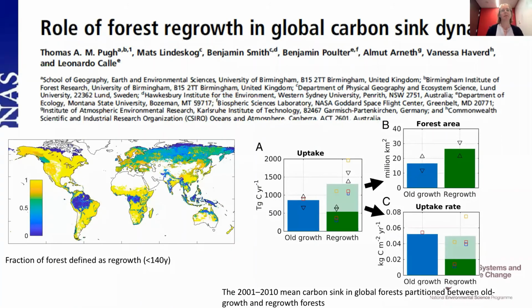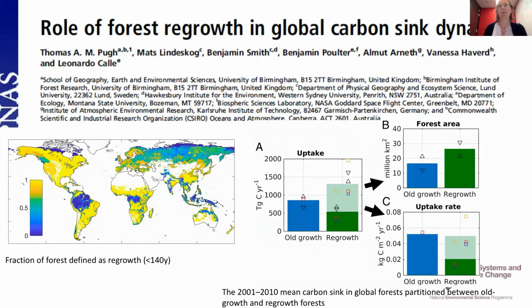Okay, so now I'm going to move from the environmentally driven sink component to the role of forest regrowth. Just quickly touch on that. So this is a study that we were involved in, which reconstructed the age distribution of forests around the world, and then looked at the relative roles of old growth and regrowth forests in contributing to the land carbon sink.